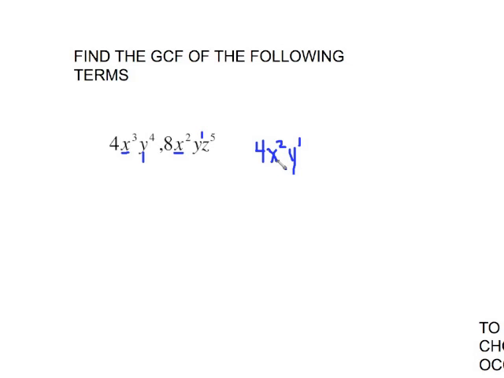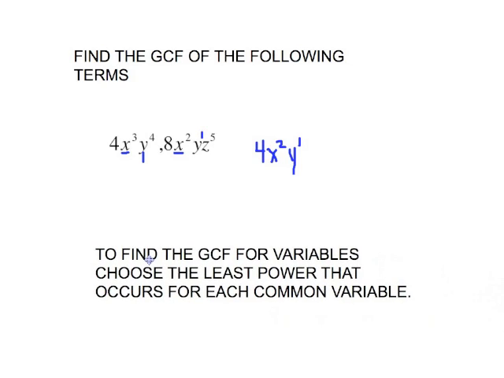There is a simple rule for this. It's going to sound weird. Here we are looking for the greatest common factor, and what we end up choosing is the least power on each common variable. So to find the GCF for variables, choose the least power that occurs for each common variable. So back here I had x cubed, x squared. The reason I chose x squared is because it was the least power. For y to the 4th and y to the 1st, it was the least power. Z to the 5th was not in common to both terms, and that's why it's not part of the GCF.